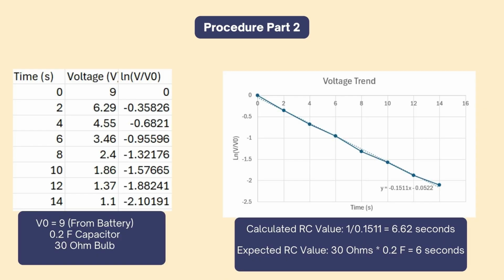These are the main results of our experiment. Using the timer, I recorded the voltages at various seconds, and using this natural log equation, I was able to generate a line graph in Excel with this specific slope equation: y equals negative 0.1511x minus 0.0522. Then, using this slope, I was able to calculate the length of time it took for the capacitor to discharge, with that being 6.62 seconds, only 0.62 seconds off from the true discharge time of 6 seconds as shown below.